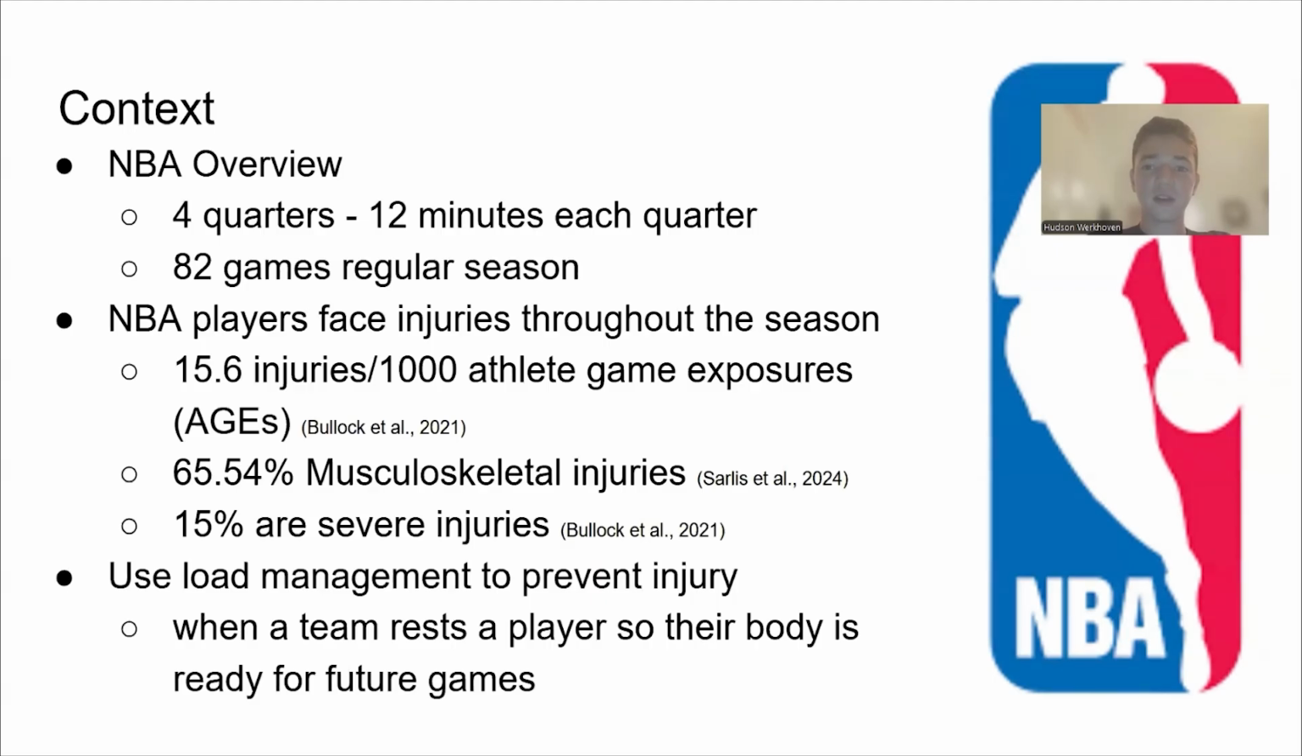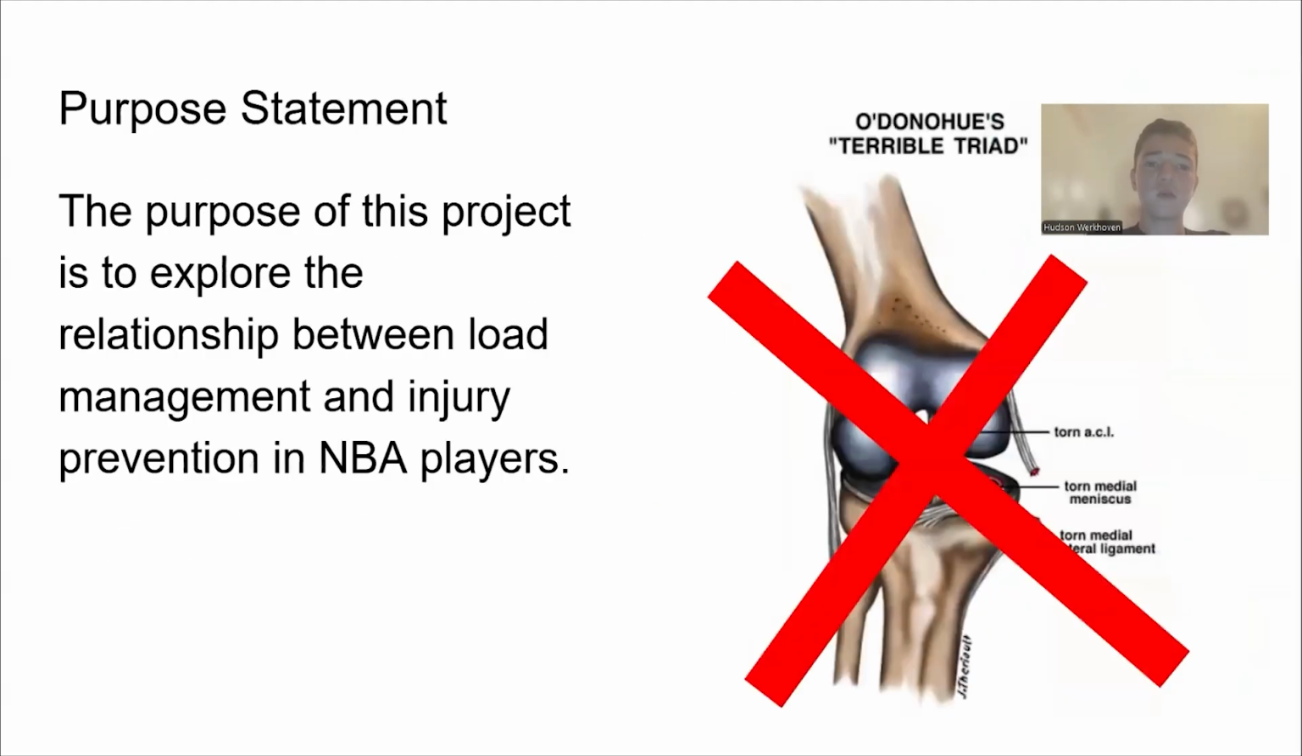NBA teams face lots of injuries throughout the season. There are an average of 15.6 injuries for every 1,000 games played. 65.54% of those injuries are musculoskeletal injuries, while 15% of them are severe. Load management is crucial to prevent injury, to rest players' bodies so they are ready for future games and the playoffs. The purpose of this project was to explore the relationship between load management and injury prevention in NBA players.